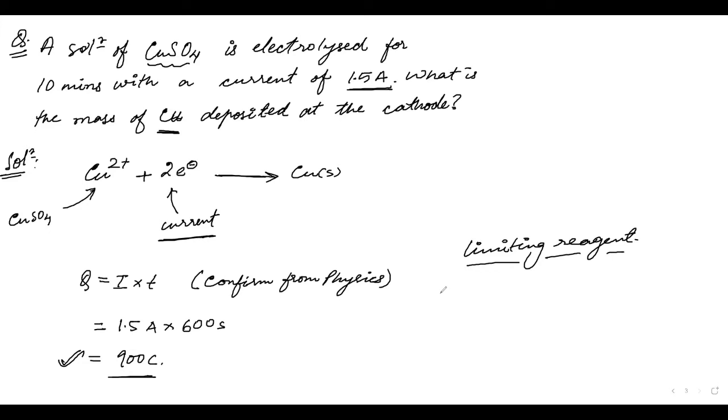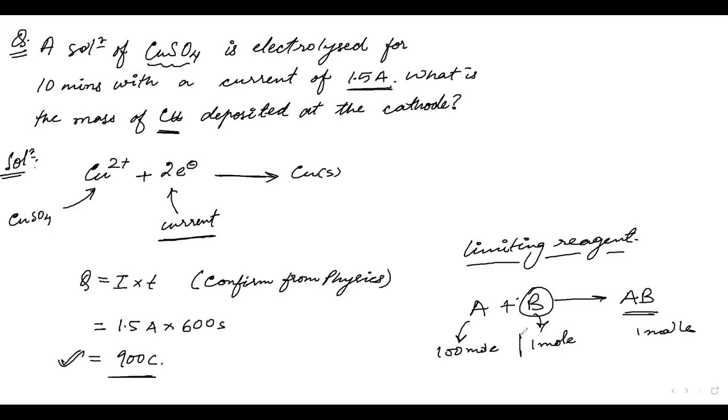We determine how much product will be forming by using the limiting reagent, because if A is there, B is there, for example, giving us AB. Now, if I have A as 100 moles and B only 1 mole, how many moles of AB will be formed? 1 mole of AB, right? So what was the limiting reagent here? B. This reaction was limited due to the less presence of B.